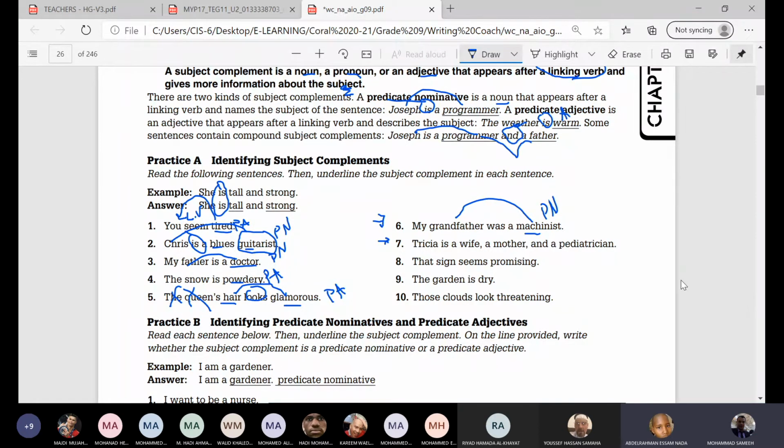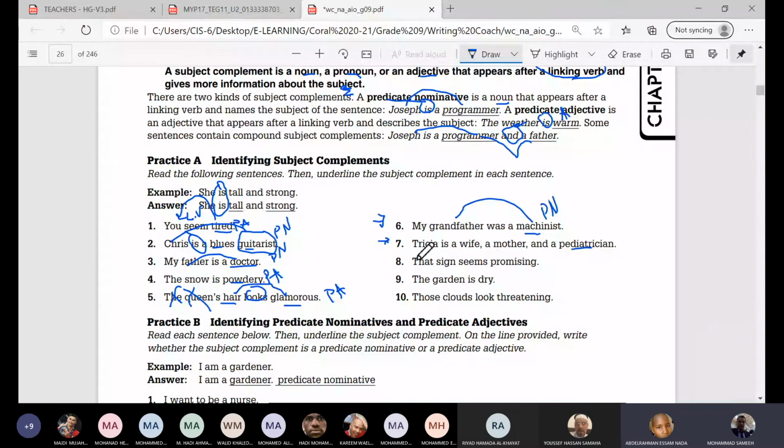Number 7, right? Yep. Number 7. Don't you see it? Muhammad, number 7. I don't know the answer. Read number 7. Read it. Tricia is a wife, a mother, and a pediatrician. Okay, pediatrician. Please don't say that you don't know what the answer is. It's pediatrician.